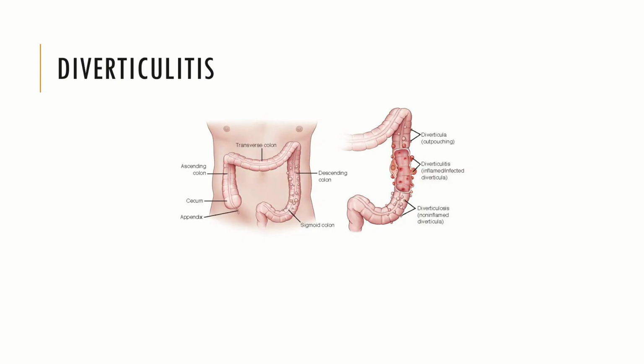Then if we have diverticulosis, that is non-inflamed diverticula. And so that's like the plural version of diverticula. So diverticula is each individual outpouching. Diverticulosis is what we call the cluster of those non-inflamed diverticula. And then once they become inflamed and infected, then that's when we get diverticulitis.